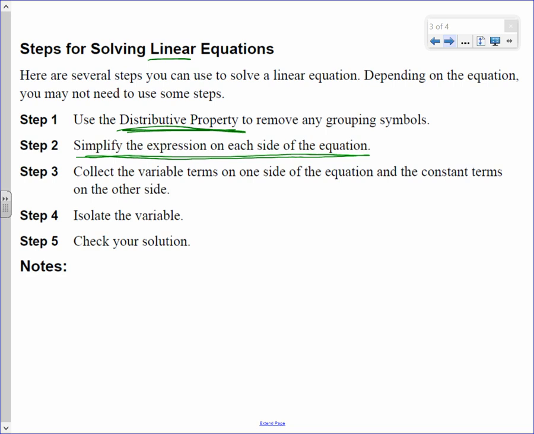Variable term on one side of the equation. And constant. Nice. Collect the variable terms on one side and the constant terms on the other. So on your notes, I want you to underline constant and put a little parentheses underneath. That's just a fancy word for numbers. Go write numbers, just normal numbers. That's just a fancy word for a constant. So step 3 says collect the variable terms on one side of the equation and the numbers on the other side.